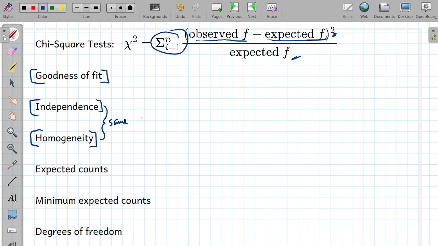For instance, expected counts. So for goodness of fit, where you have multiple categories but one variable, this will be the number of categories.